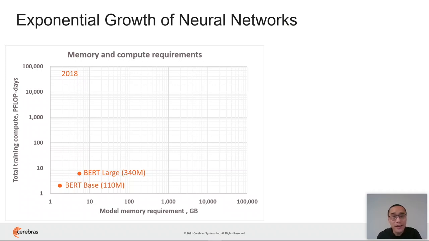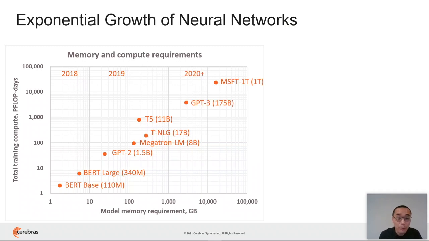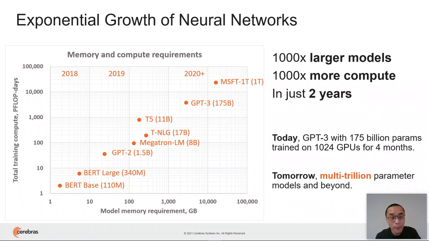But I'm here today because the industry is demanding more. Because we're just at the beginning of what neural networks can do, and we're already reaching a pace where traditional approaches can't keep up. In 2018, state-of-the-art neural networks had a few hundred million parameters. That's a lot. But in 2019, models like GPT-2 and Megatron were 10 times larger. And just last year, we've seen models like GPT-3 with 175 billion parameters. And companies like Google and Microsoft are planning models with trillions of parameters. That's 1,000 times larger models and 1,000 times more compute in just 2 years.